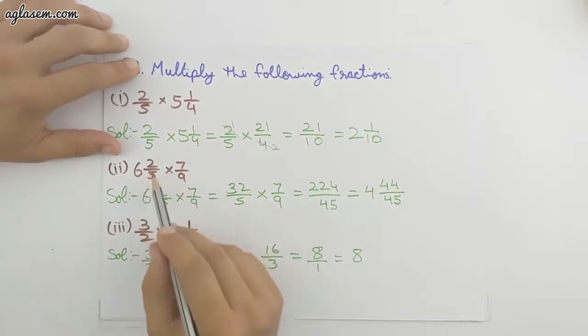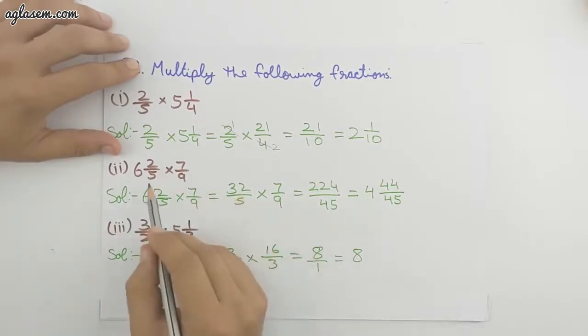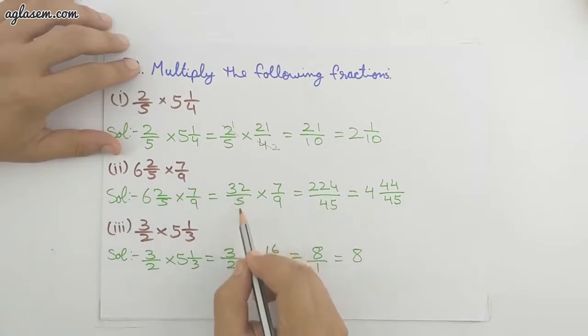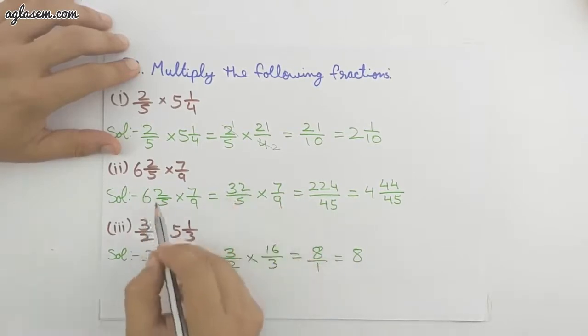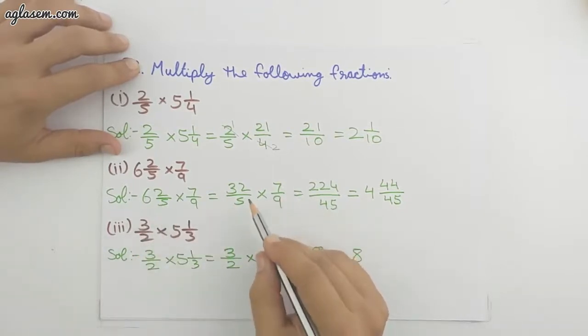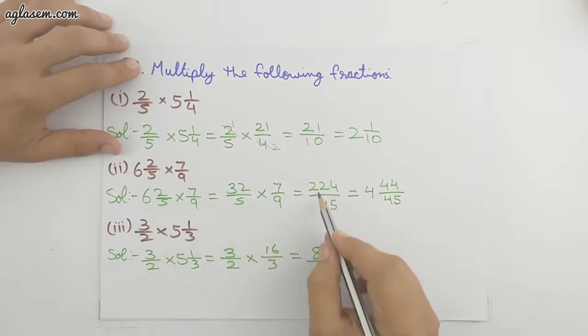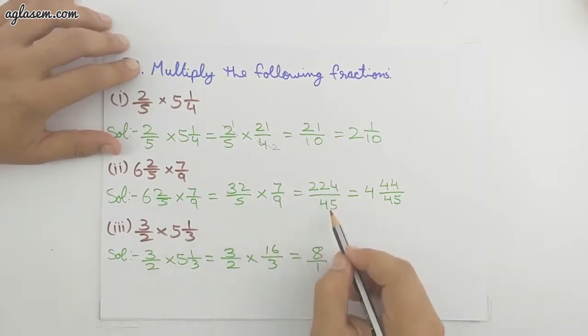Again, this is a mixed fraction. We will change it into an improper fraction. So the improper fraction will be 32 upon 5 multiplied by 7 by 9. This is the improper fraction of this mixed fraction. If we multiply 32 upon 5 with 7 by 9, we will get 224 upon 45.